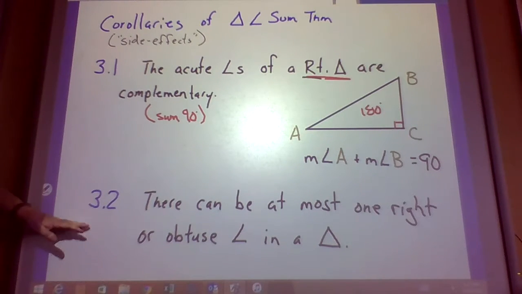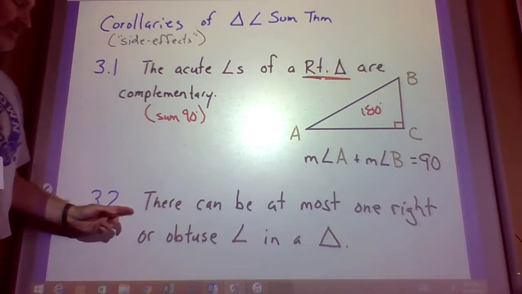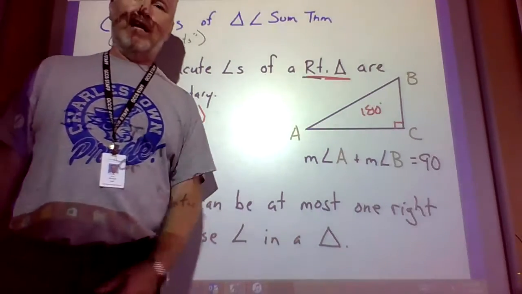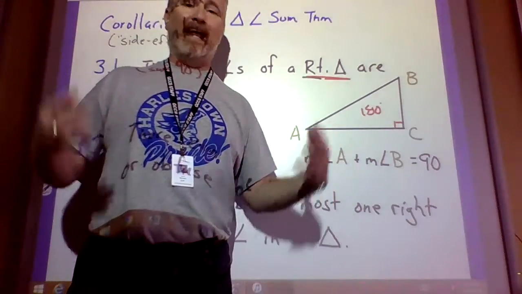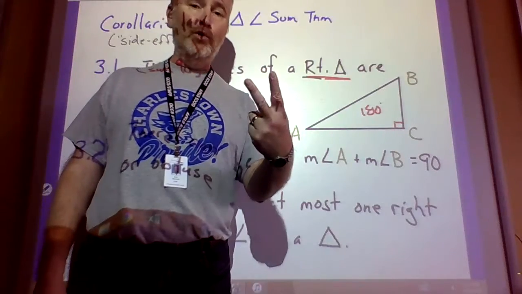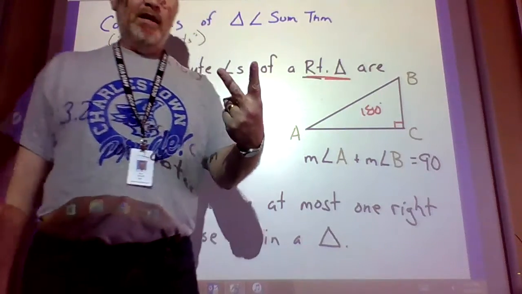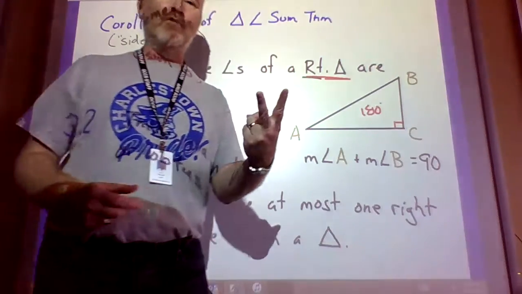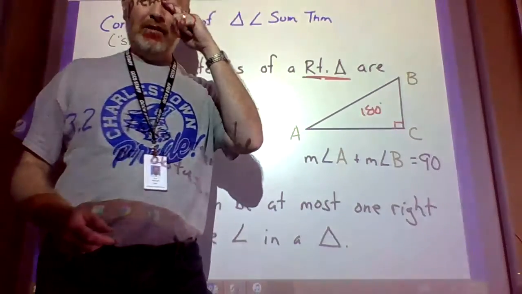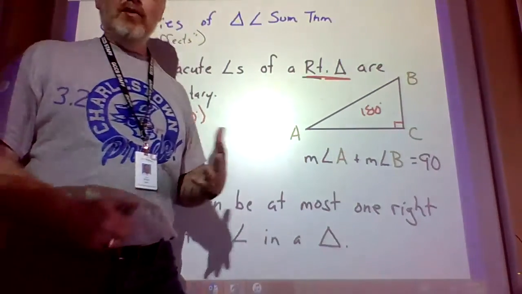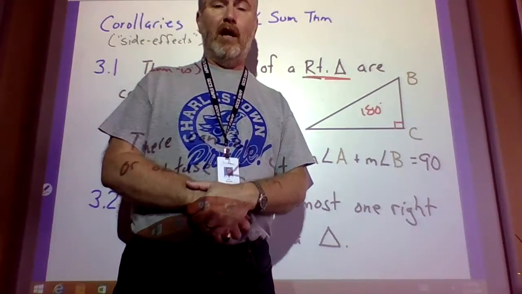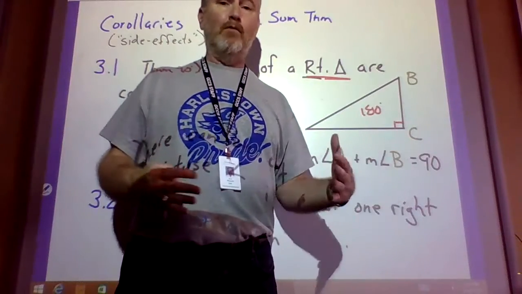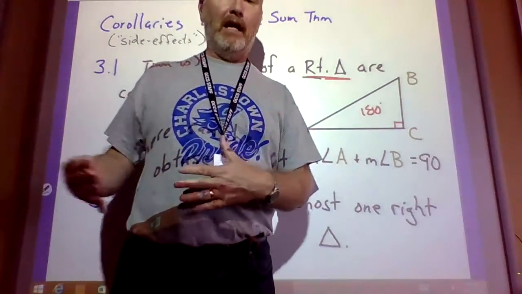The second one says, we call it corollary 3.2, there can be at most one right or obtuse angle in a triangle. So think about that for a moment. A triangle, you've learned, has to add up to 180. If you tried to have two right angles in your triangle, that would be 90 and 90, which is 180 right there, which would leave the third angle to be a 0 degree angle, and that's impossible. We don't have 0 degree angles, so you can't have two right angles in a triangle. And obtuse, as you know, is even bigger than 90. So if two 90s won't work in a triangle, then two things bigger than 90 won't work either.